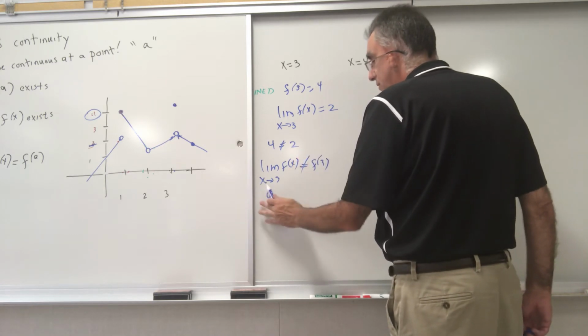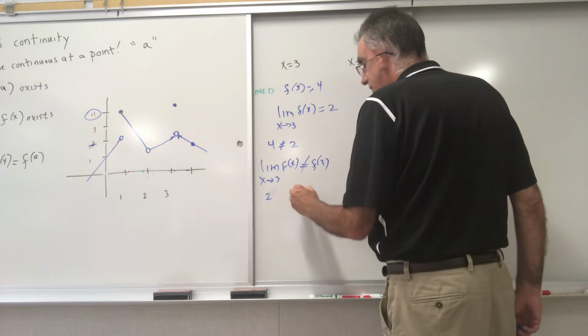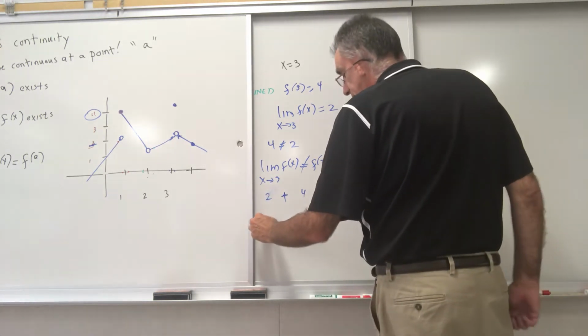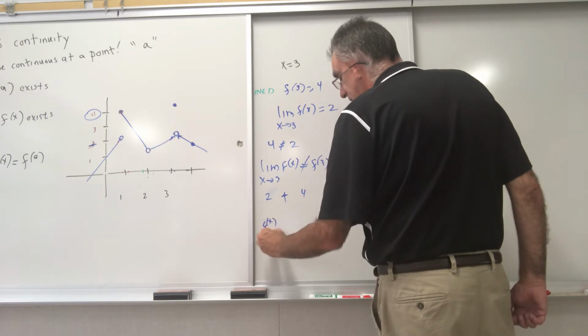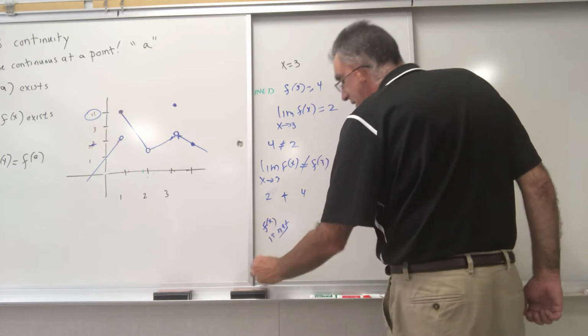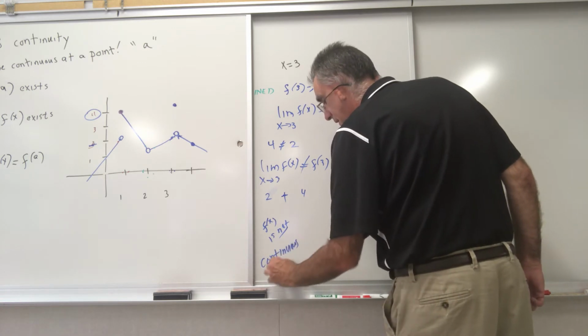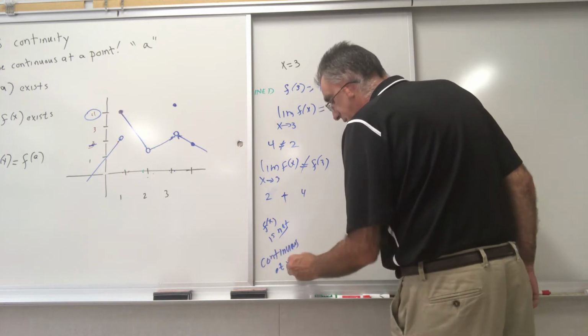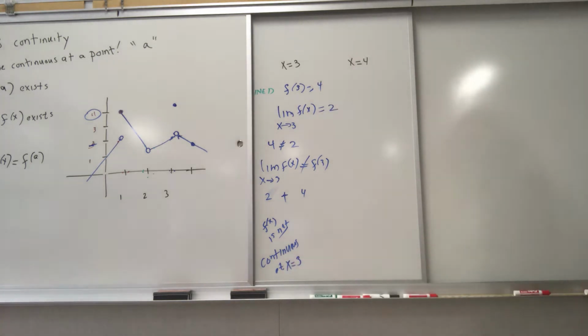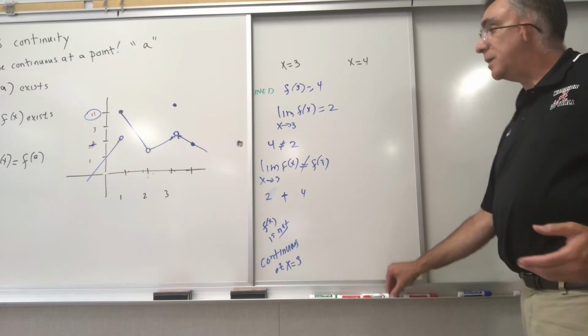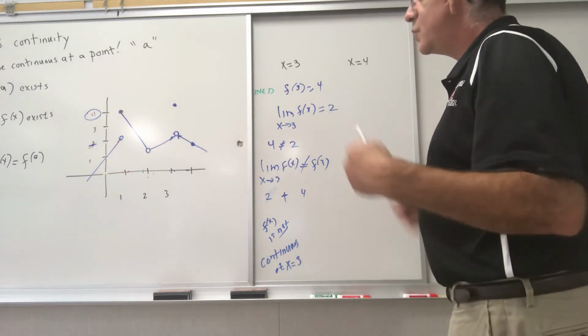This was 2 and this was 4. They're not equal. So we'd say f of x is not continuous at x equals 3. Now I'm going to do the last one, 4, because I just want to do one that is continuous.